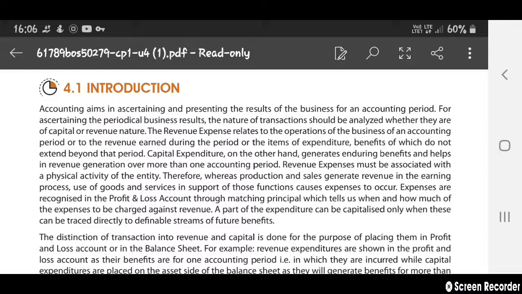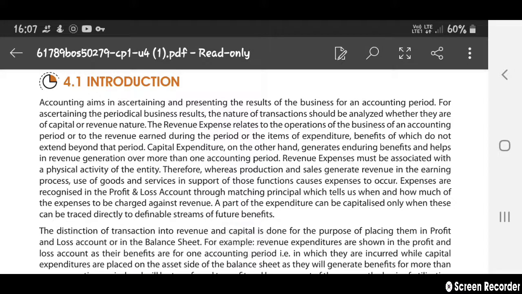Revenue expenses must be associated with the process, that is, the use of goods and services in support of those functions. The use of goods and services in support of those functions is what causes expenses to occur. These expenses are treated in the profit and loss account through the matching principle.